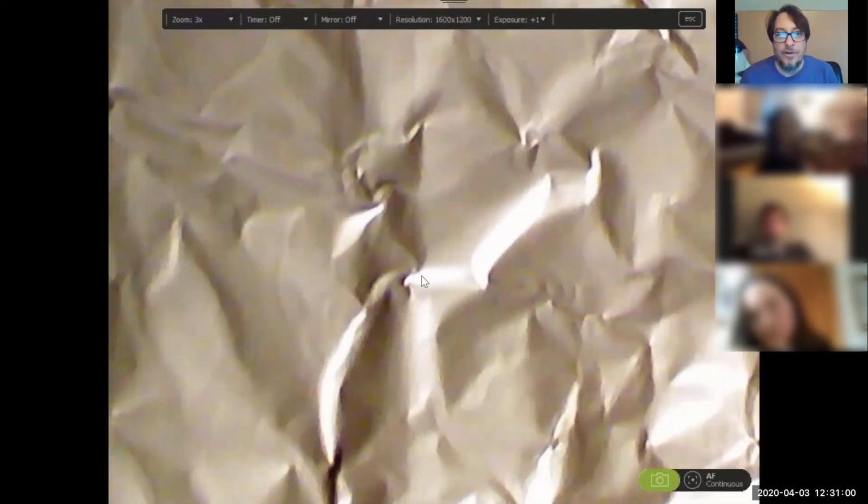Okay, so I have here some aluminum foil. I'm going to put it on our surface here. Okay, let's see how that looks under our Elmo.